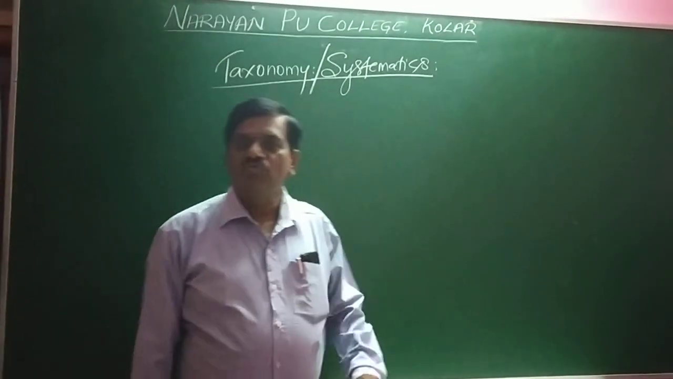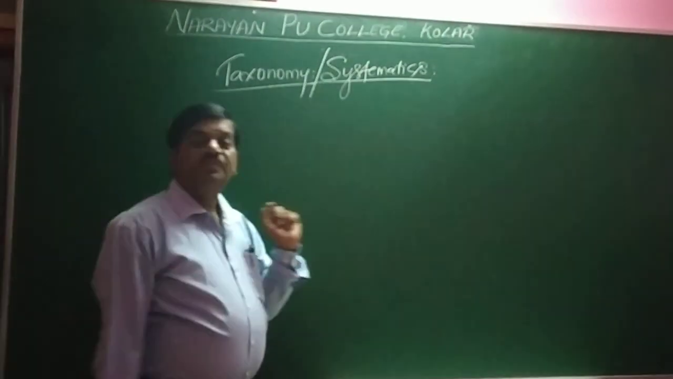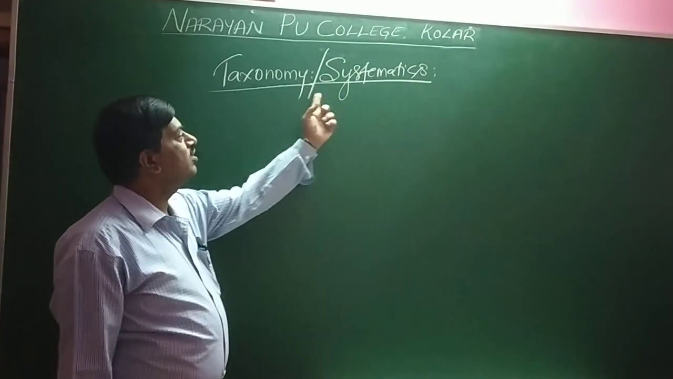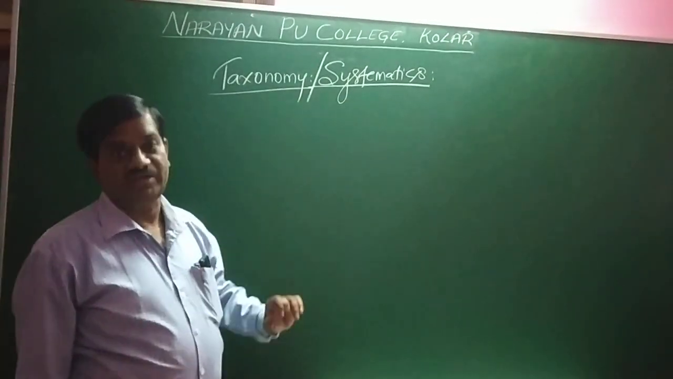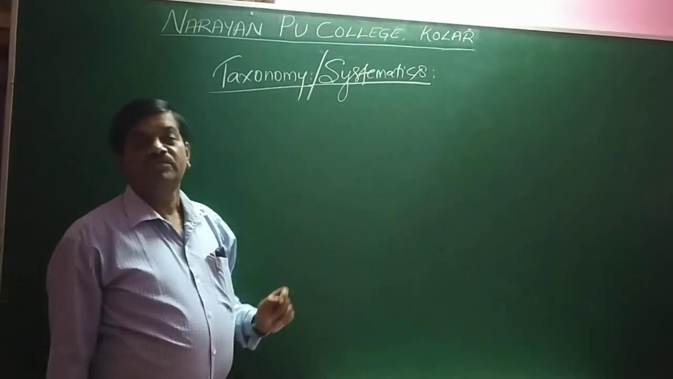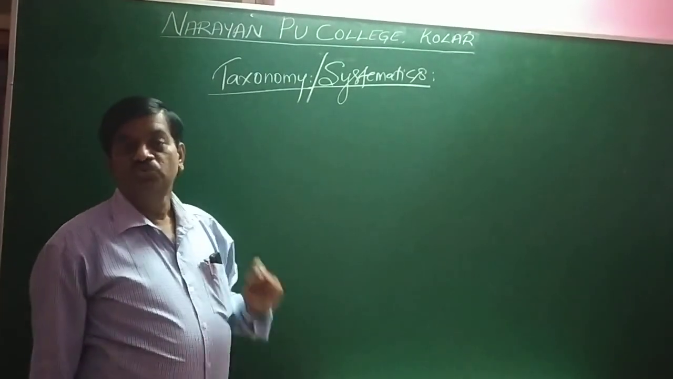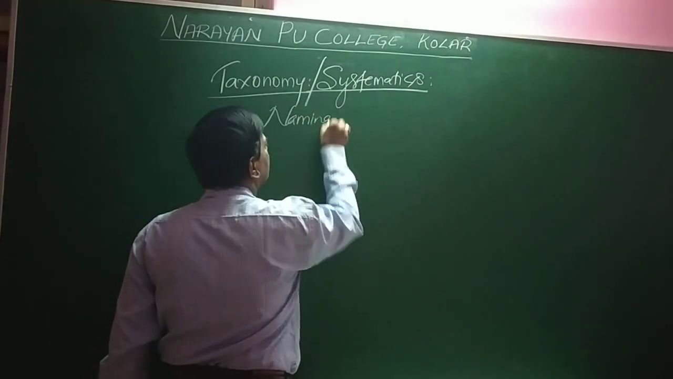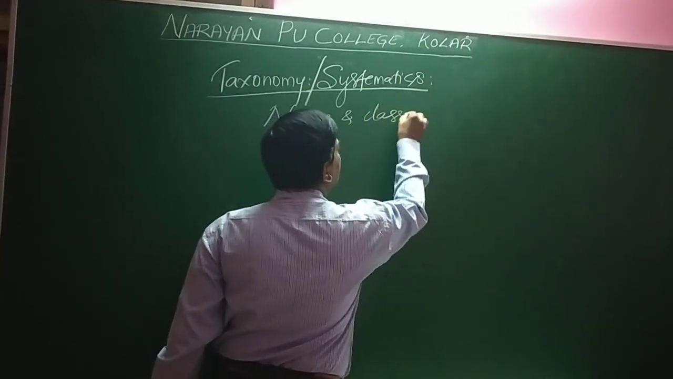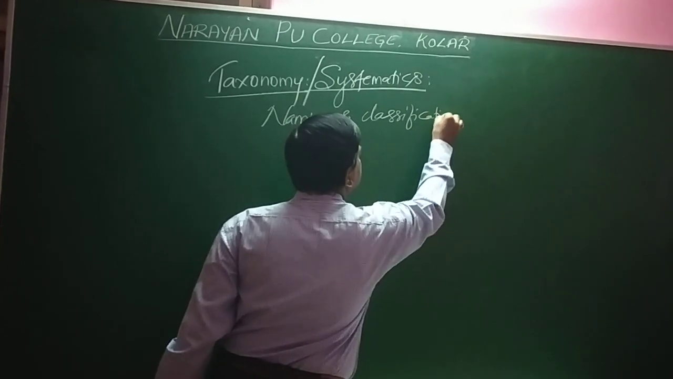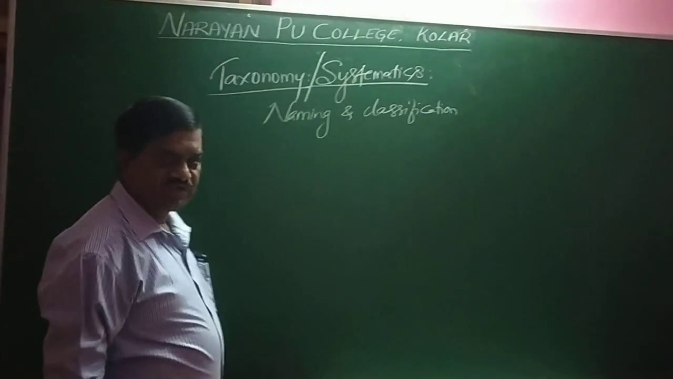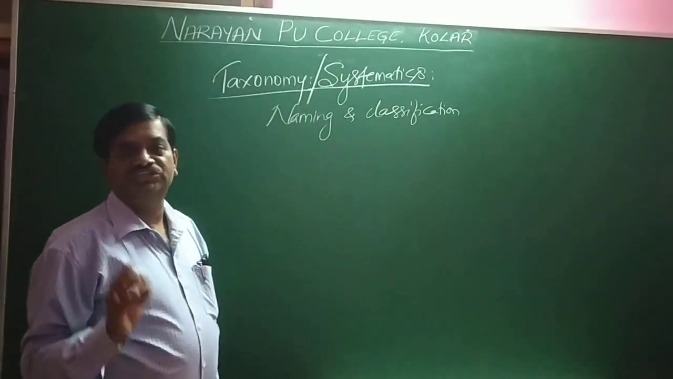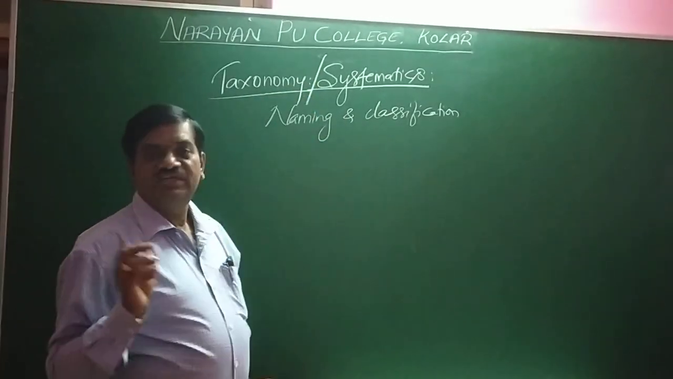Hello students, we'll go for another branch in biology called taxonomy. Taxonomy is also called systematics. Taxonomy is a branch of science which deals with the study of naming and classification. Naming and classification of an organism is called taxonomy. I repeat this: taxonomy is nothing but naming and classification of an organism.